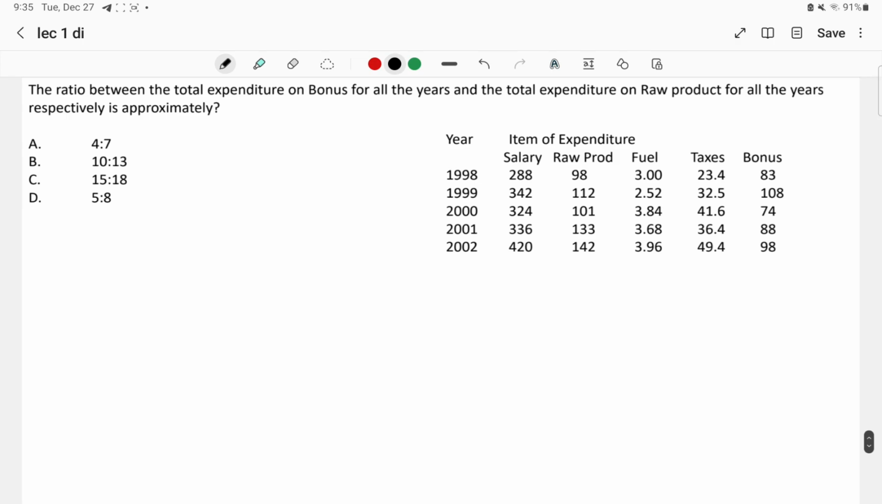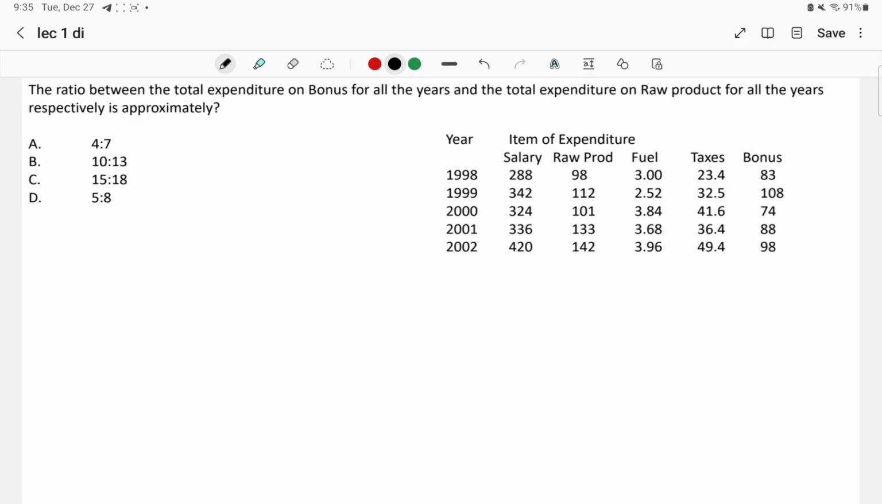This is the last question of today's lecture, question number 5. The ratio between the total expenditure on the bonus for all the years and the total expenditure on the raw products for all the years respectively is approximately what? Option A 4 is to 7, option B 10 is to 13, option C 15 is to 18, and option D 5 is to 8.